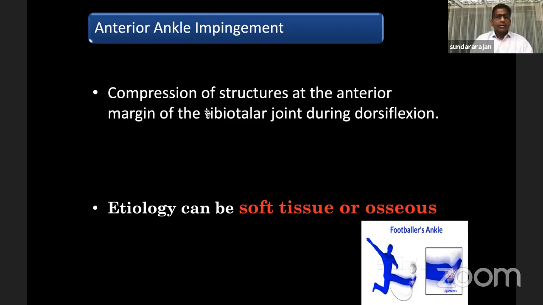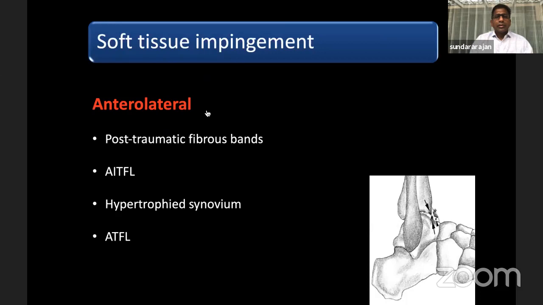When you come to the anterior, the compression of the structures of the anterior margin of the tibiotalar joint during dorsiflexion, it could be a soft tissue or a bony component. When you come to the soft tissue impingement in the anterolateral side, the most common are due to post-traumatic fibrous scars. In post-traumatic conditions, you will have a lot of stiffness and arthrofibrosis, especially in lower tibia fractures, plafond fractures, intra-articular fractures. There is the case where you can go and do the arthrolysis. Sometimes the anterior inferior tibiofibular joint, with dorsiflexion, comes and impinges. You can just remove that anterior inferior tibiofibular ligament, or sometimes hypertrophic synovium, or sometimes superficial fascicles of the ATFL.